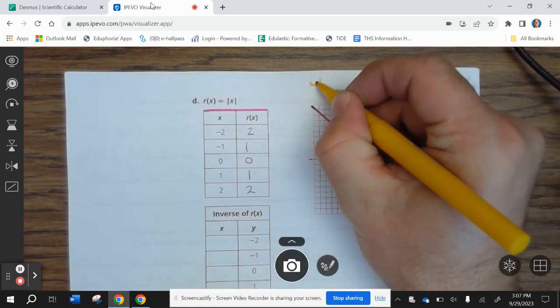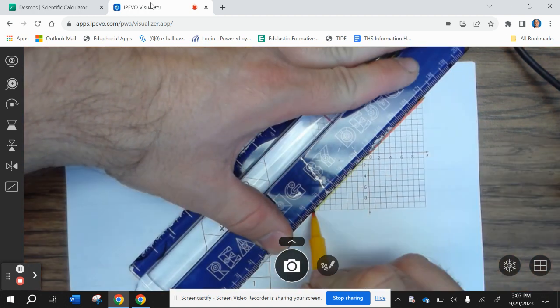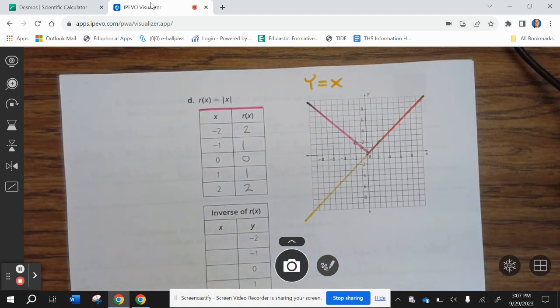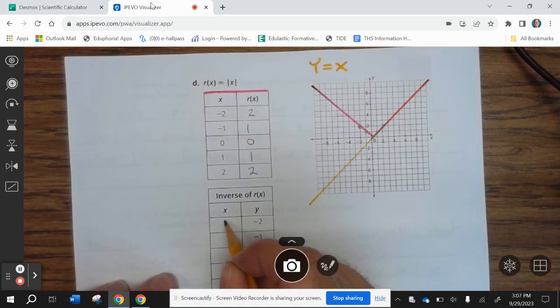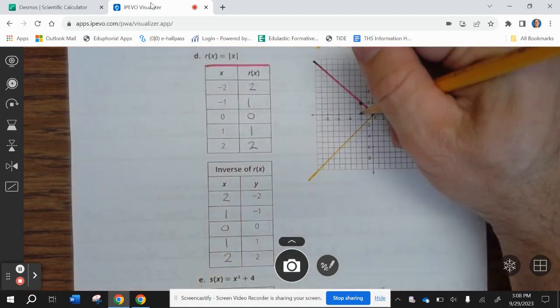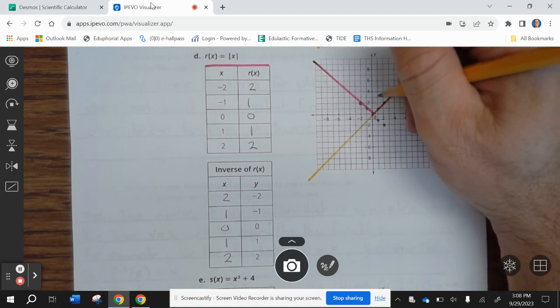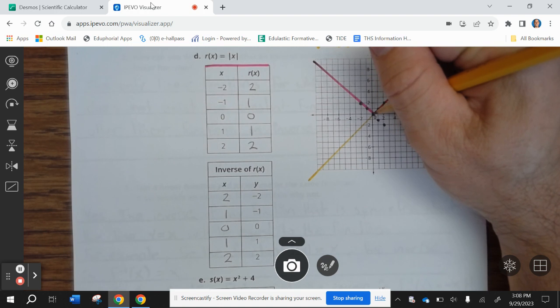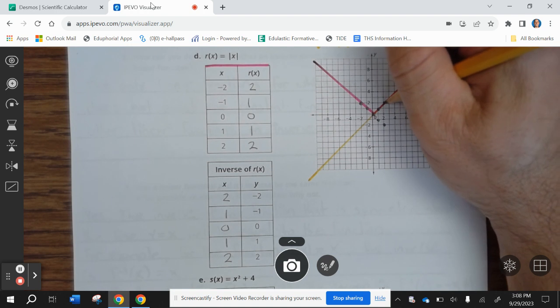Again, whenever you're graphing inverses, you always want to graph the y equals x line. And then the values switch. So 2, -2, 1, -1, 0, 0, 1, 1, 2, 2.